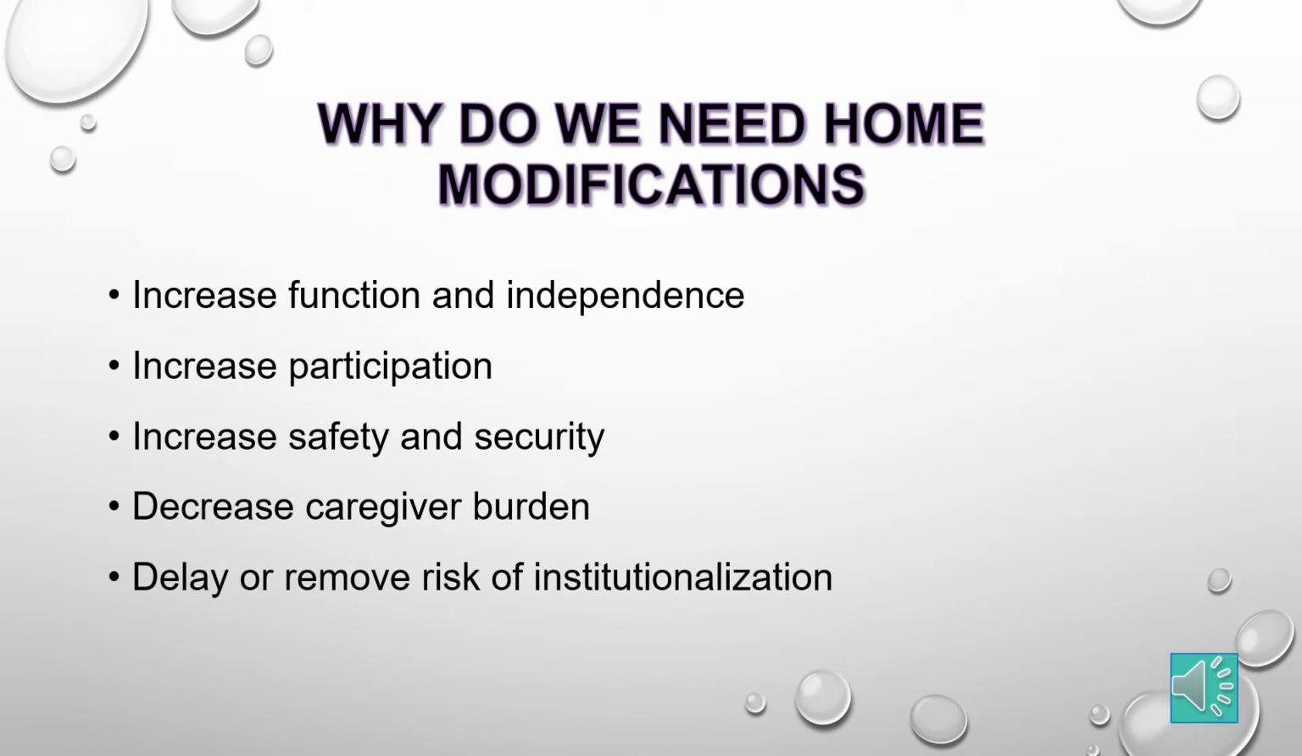But the question is, why do we need home modification? So the answer is we need home modification because it increases the function and independence of a person. It increases the participation of the person. It also increases safety and security. It also decreases the caregiver burden and delays or removes the risk of institutionalization.